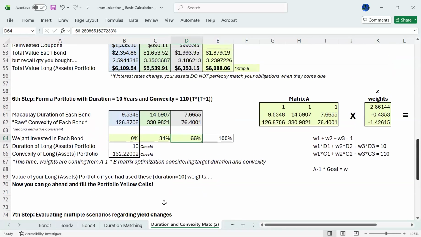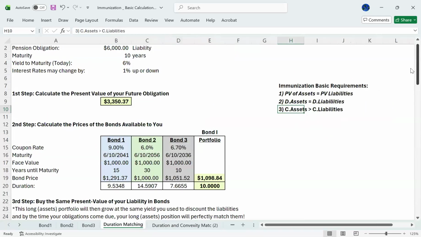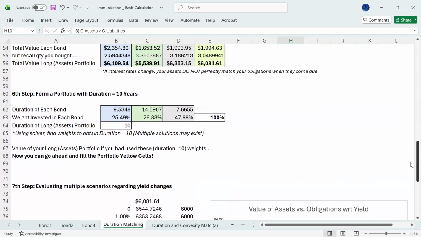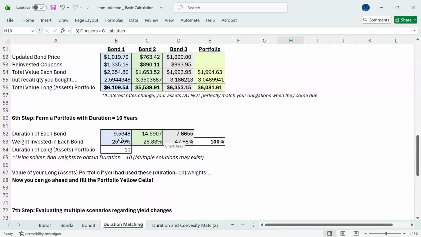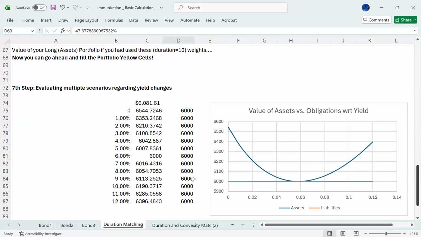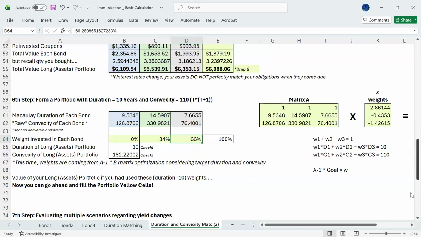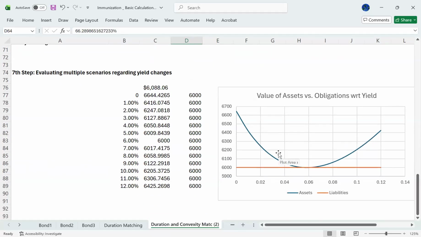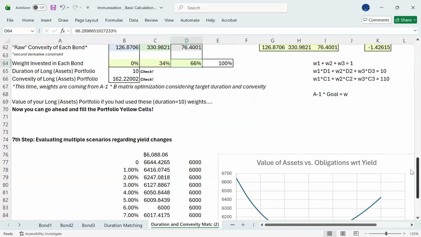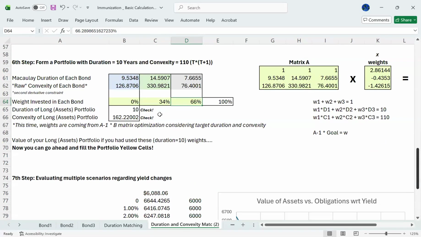Interestingly, when we matched the duration, the weights that we were obtaining without even looking at the convexity were different: 25.5, 26.83, and 47.68. Now by adding convexity, this is leading to even superior values, even better values. Once we also consider the convexity, it's moving us away from bond 1 and to 34% bond 2 and 66% bond 3.